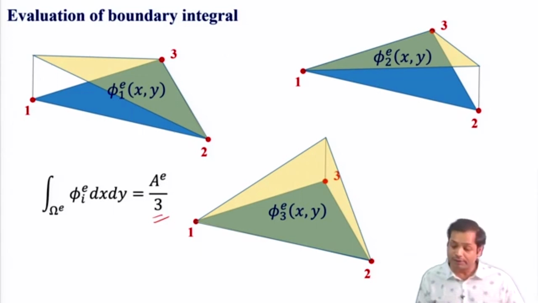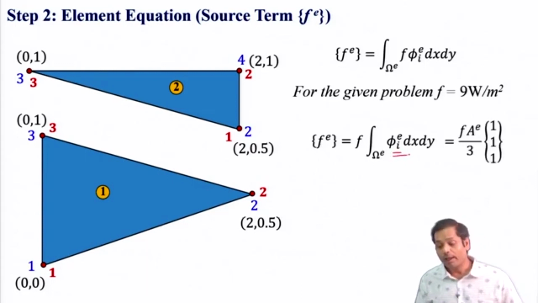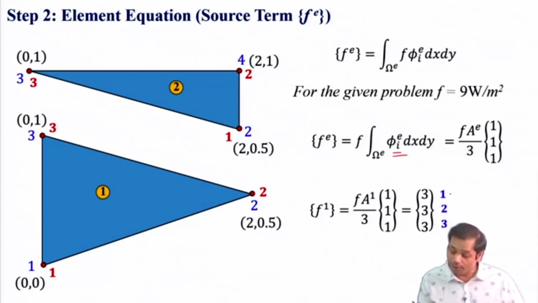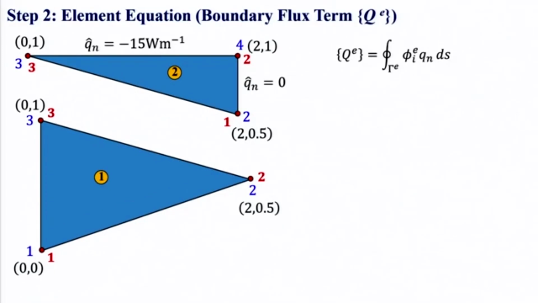So once we have this, we can substitute this in this expression, and if we substitute this, we have the source term equal to this, and for element number 1, this will be this. So this is for global node numbers 1, 2, 3, and for element number 2, the same exercise we can do. It will give global node numbers 2, 4, 3. So this is the source term we now have. Now next is the boundary flux term.